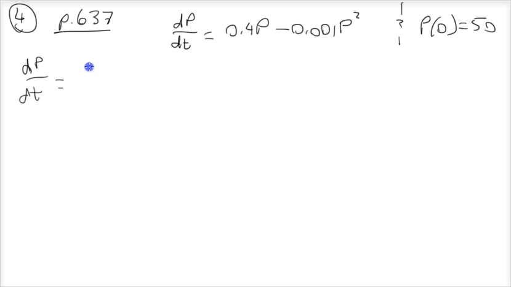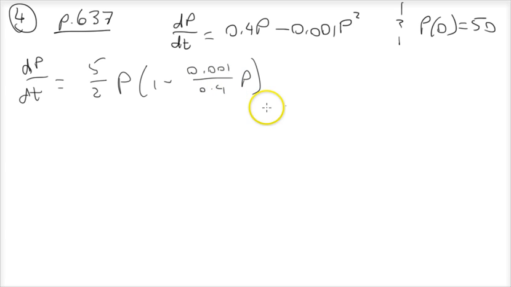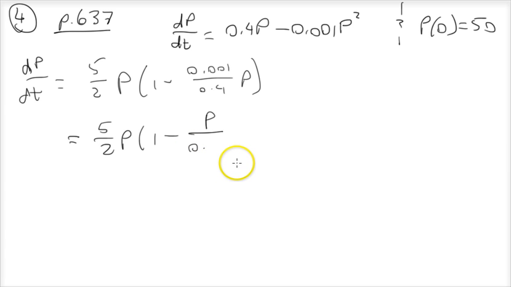once everything is said and done, you can do this algebra, it's going to give us 5/2 p times 1 minus 0.001 over 0.4 times p, and that will be equal to 5/2 p times 1 minus, and then you flip this over and put it under the p, that's going to be 0.4 over 0.001, and that will be p over 0.0004. Really small number. So that is our m right there.